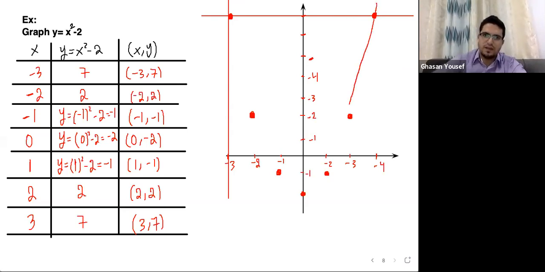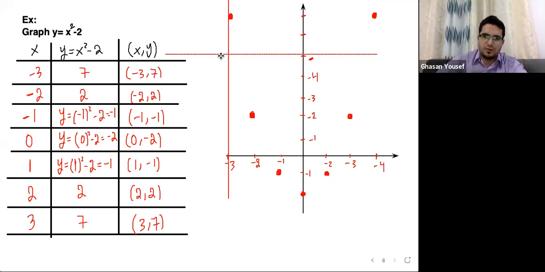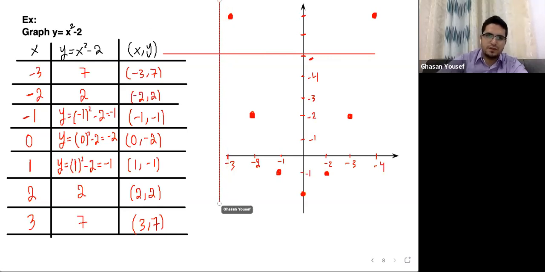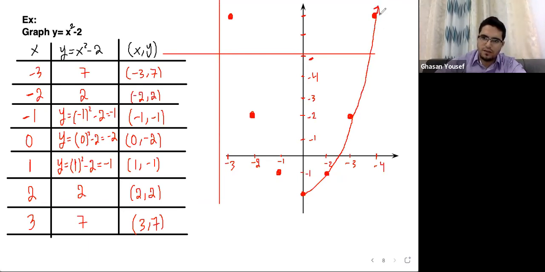So the same thing here, I have to graph the smooth line that connects between these points. So the graph will be something like this. And here, like this. And the same thing for the other side here.